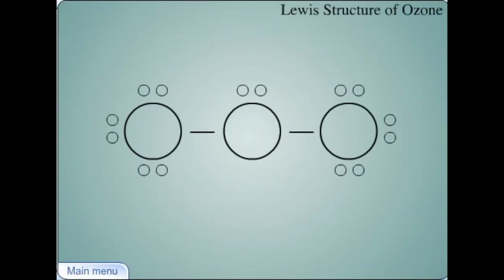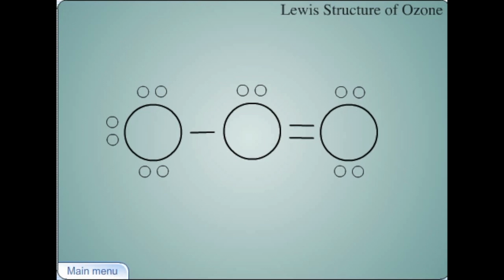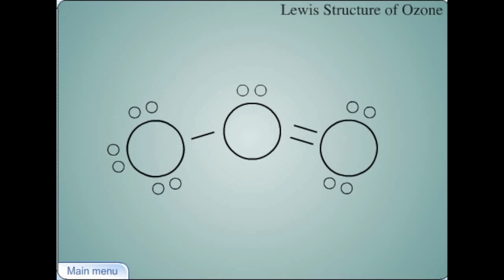Consider the Lewis structure of ozone, O3. We satisfy the octet rule on the central oxygen by placing a double bond between it and one of the two end oxygen atoms. The molecular geometry of ozone is bent or V-shaped. If this were the correct structure of ozone, we would expect the oxygen-oxygen single bond to be longer than the oxygen-oxygen double bond. We would also expect a greater electron density in the region of the double bond.